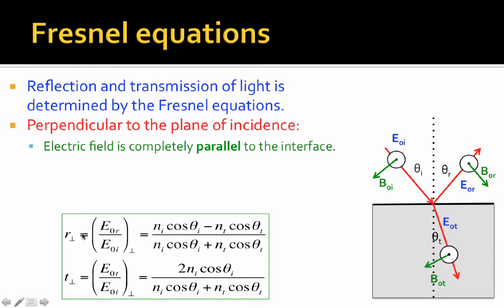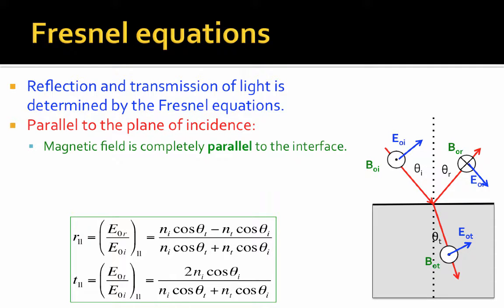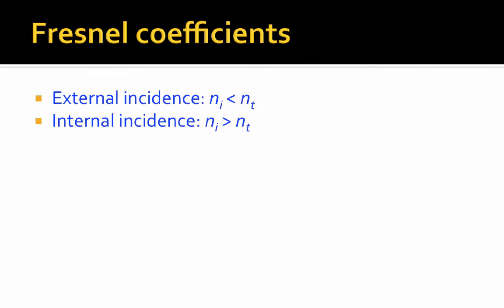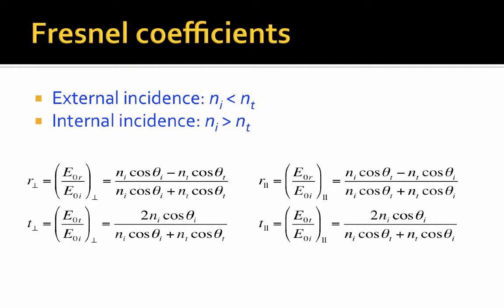So this is what we call R perpendicular. That's useful to write down that little R perpendicular expression. And guess what? When we have light polarized parallel to the plane of incidence, we have our R parallel expression. And again, this is useful to write down. So to summarize, the Fresnel coefficients look like this.